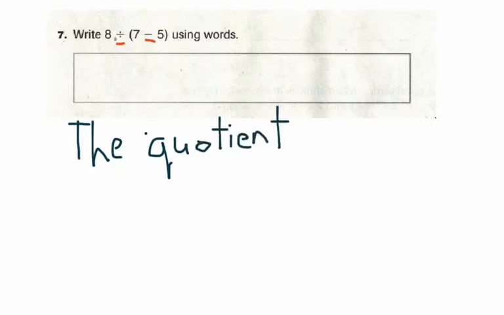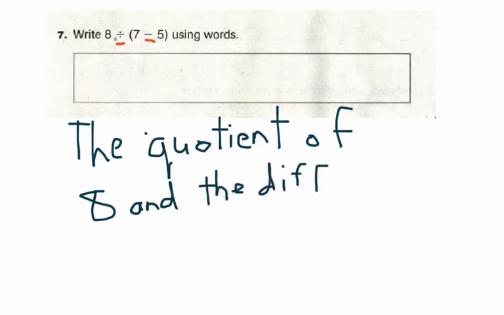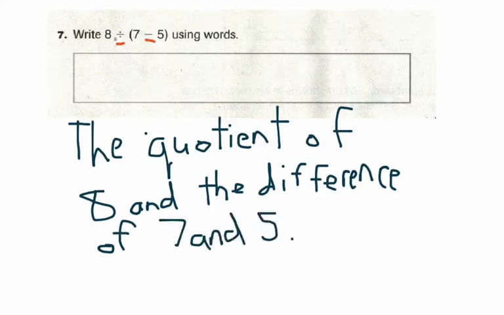Same type of problem here. Go ahead and write this using words. Remember that the smart way to say that is quotient, and the smart way to say that operation is the difference. So the way you write that is you first write the quotient to signify that it's a division problem of the difference, 8, and the difference of 7 and 5.